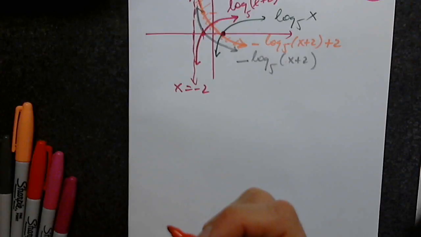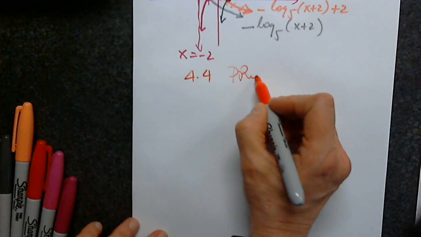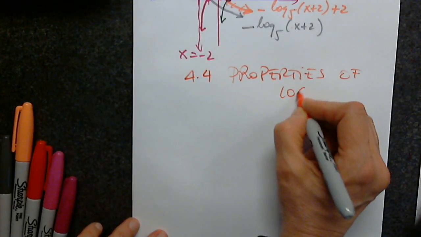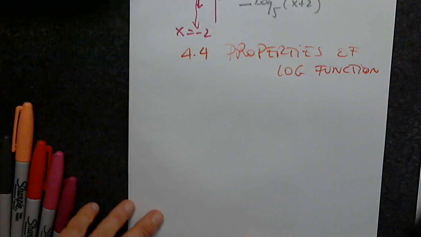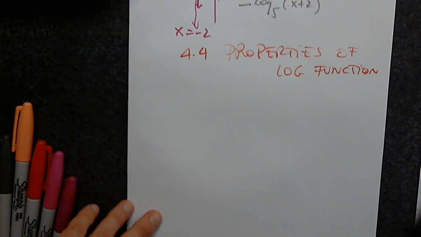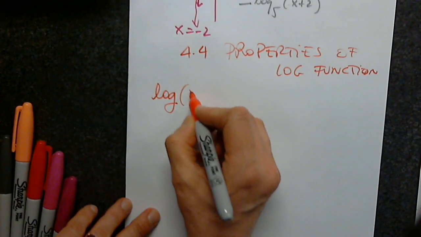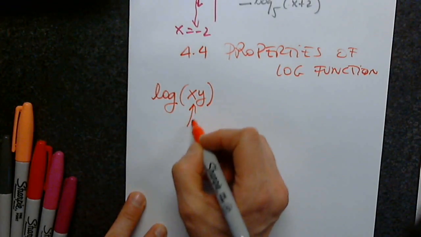So this is 4.4. Properties of log function. There are 3 properties. Here is one. Log applied to a product. We don't need parentheses. I can write log xy. I don't need log parenthesis x times y. So this is a product.